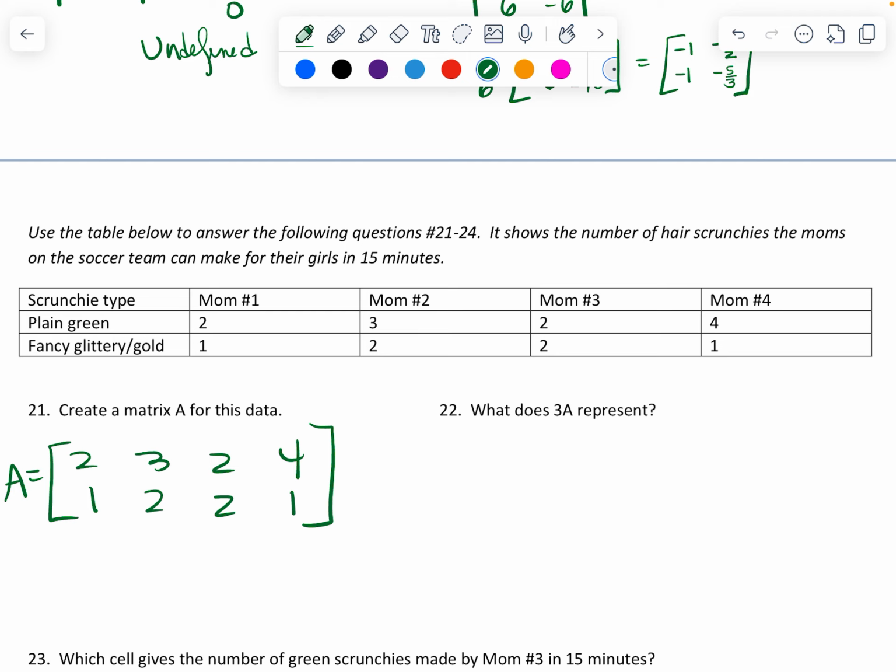What does 3A represent? 3A is, this is 15 minutes, how long it took to do in 15 minutes. If I take that and I multiply it by 3, it would be how many they got done in 45 minutes.